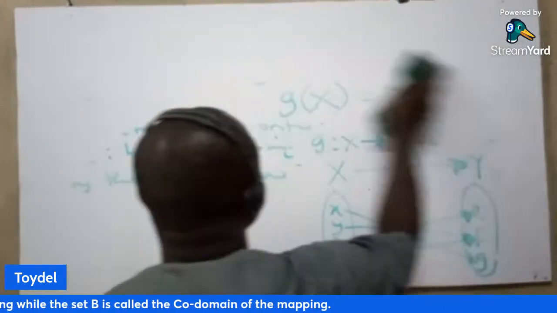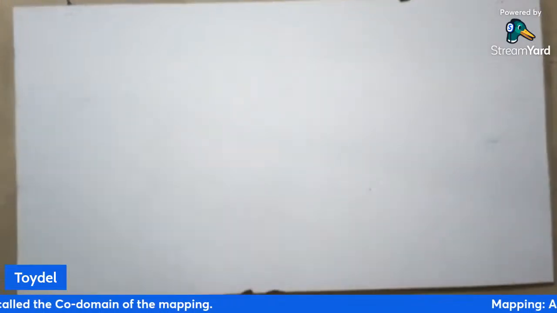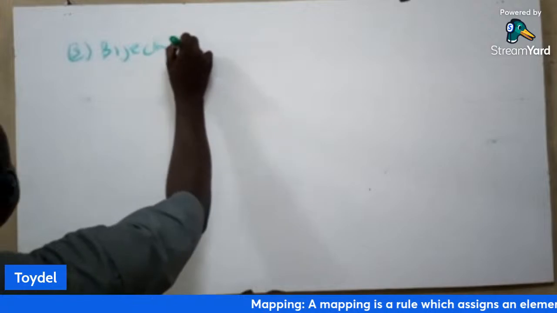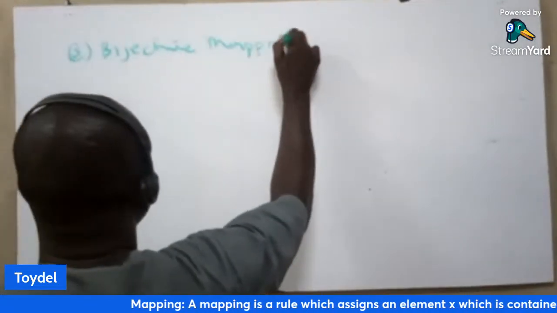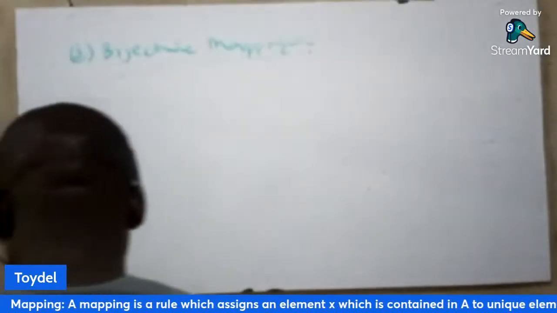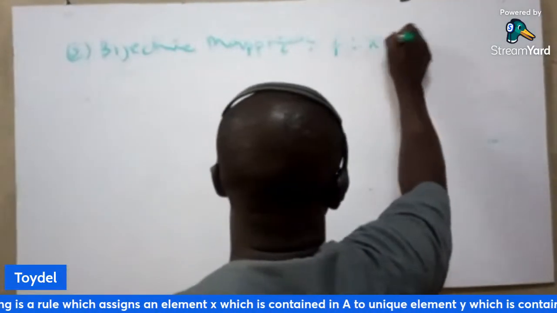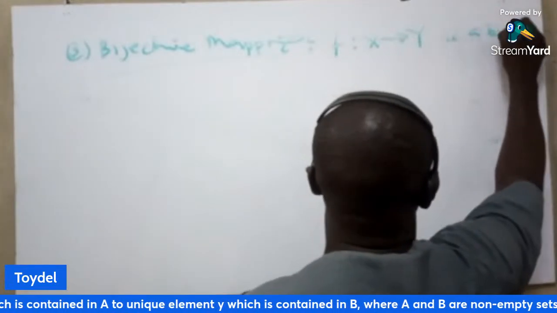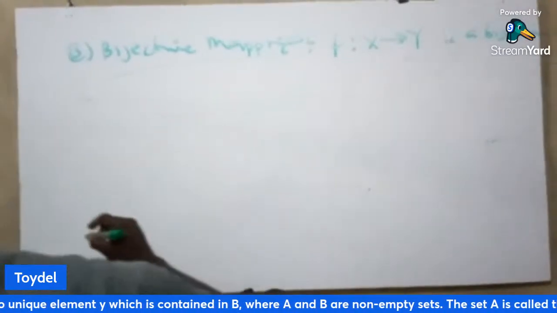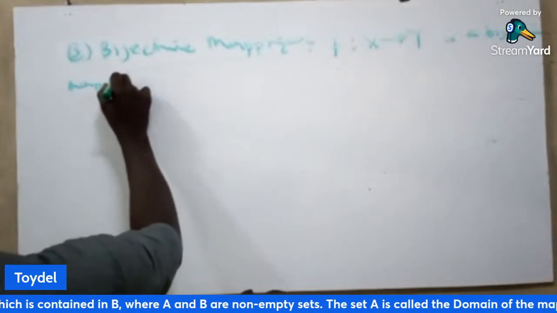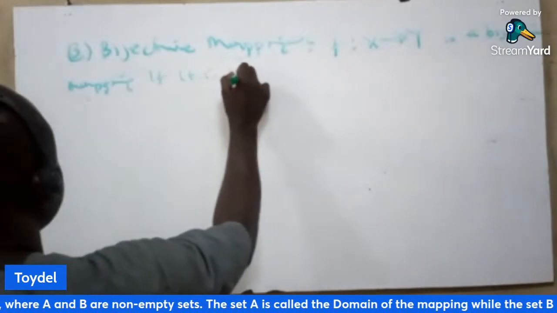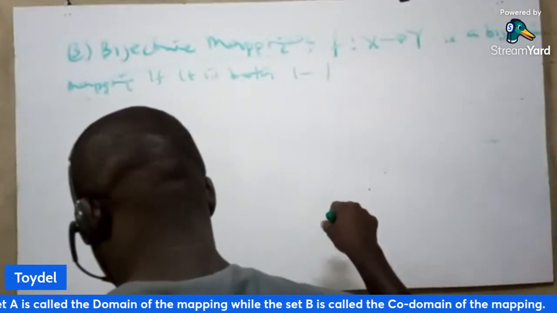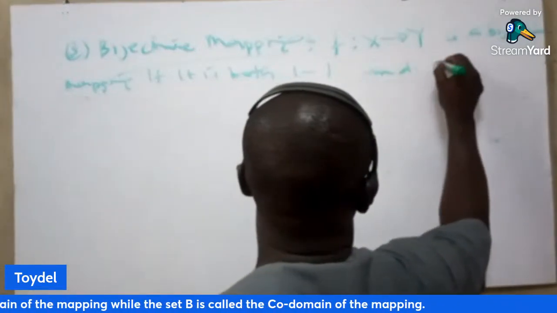So we move to the third one, which is called the bijective mapping. So what is bijective mapping? Bijective mapping is when we have a relation F. This relation is a bijective mapping if it is both one-to-one and onto.